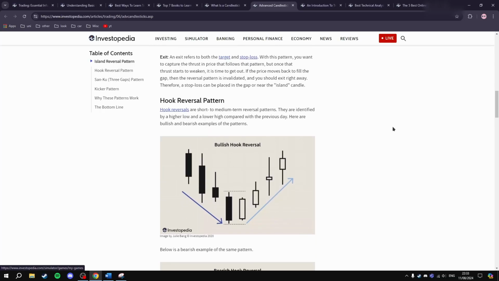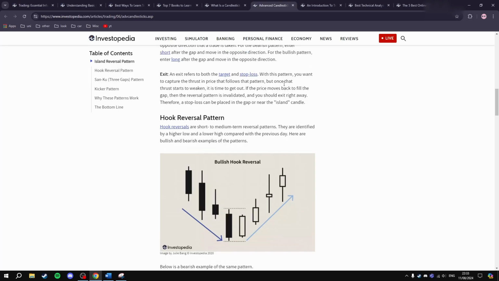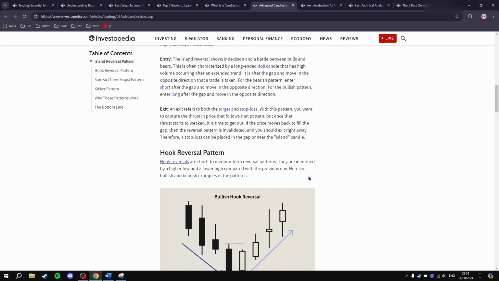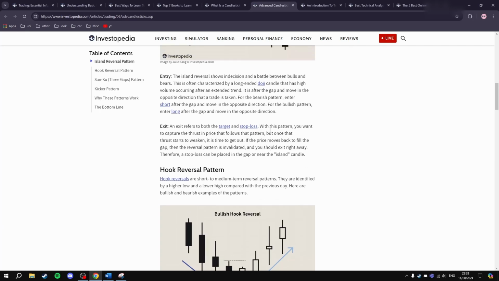Exit. An exit refers to both the target and the stop loss. With this pattern, you want to capture the thrust in price that follows that pattern, but once that thrust starts to weaken, it's time to get out. If the price moves back to fill the gap, then the reversal pattern is invalidated.